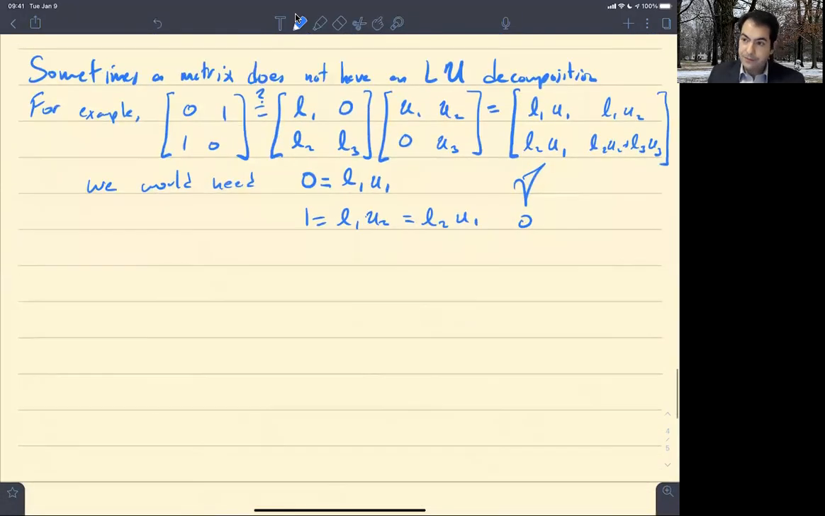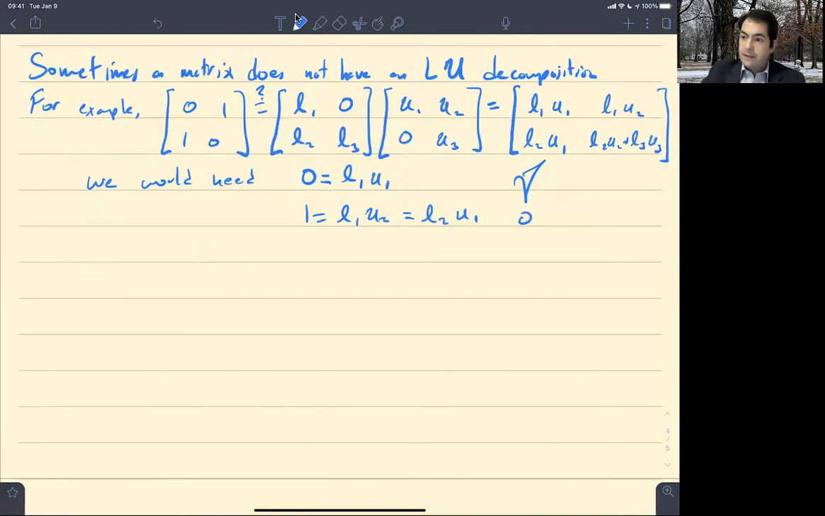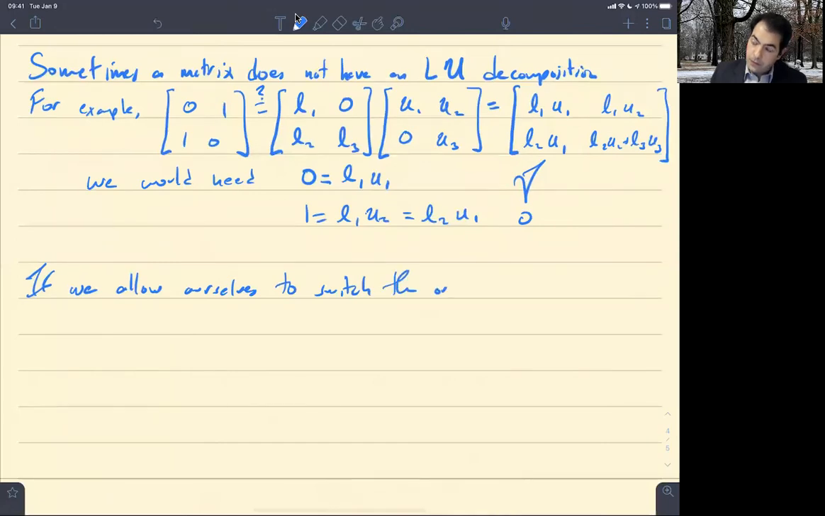There is a fix. In this case, however, it's really easy to see how you would get this to be upper triangular. You would just switch the order of the rows, right? And it turns out that that's all you need to do. If we allow ourselves to switch the order of the rows first, then we can always find an LU decomposition.